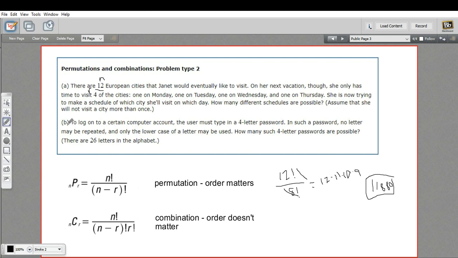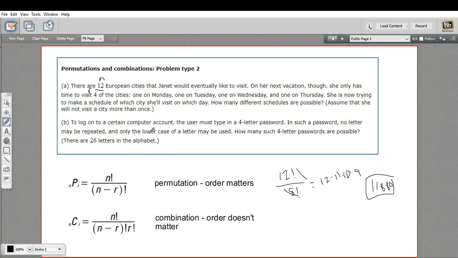All right, let's look at the second one. It says to log onto a certain computer account, the user must type in a 4-letter password. In such a password, no letter may be repeated, and only the lowercase of a letter may be used. How many such 4-letter passwords are possible?